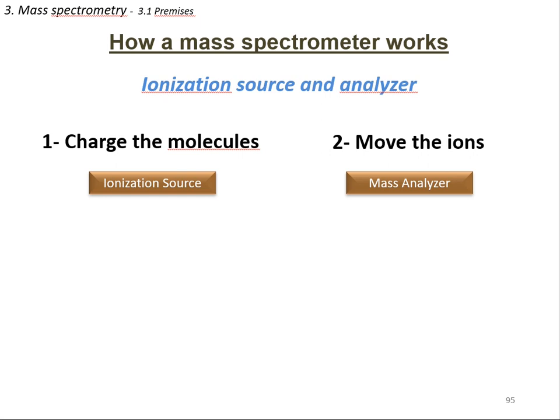And to do so, to move the molecules, you need two separate parts in the machine. First of all, you need to charge the molecules. So you give them a positive or negative charge. And this is done in a part of the machine that is called the ionization source. And then you can move these ions into electrostatic fields. And this part is called the mass analyzer.